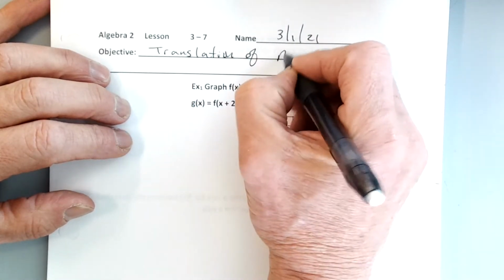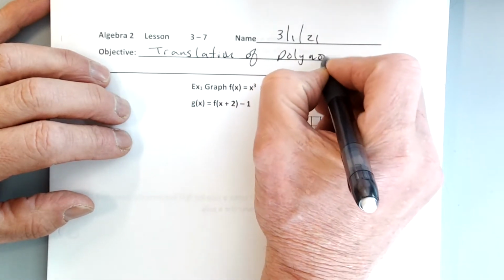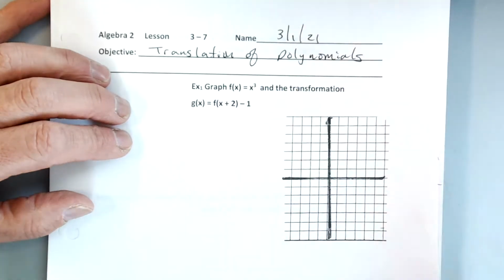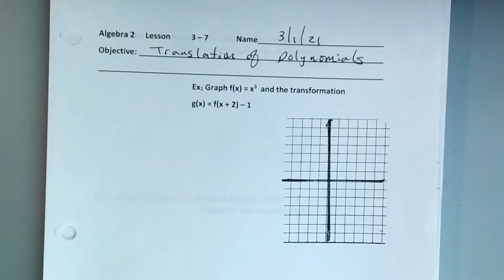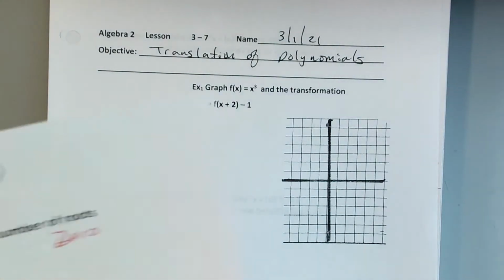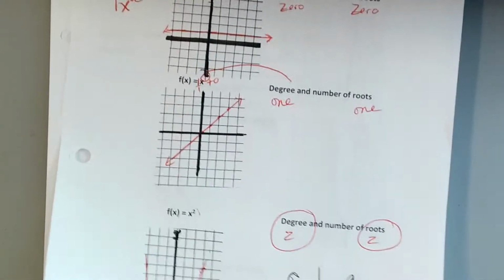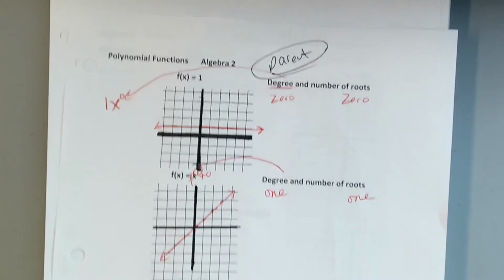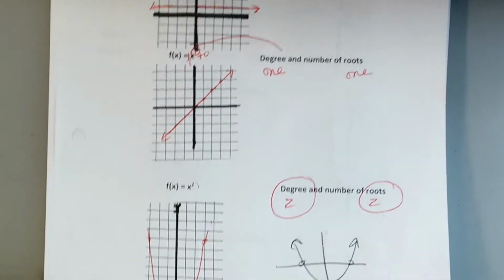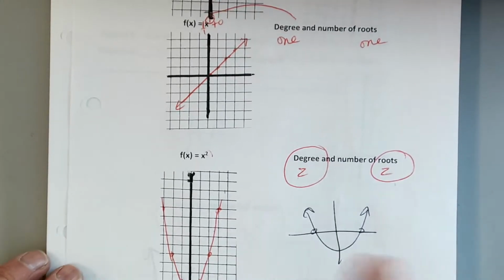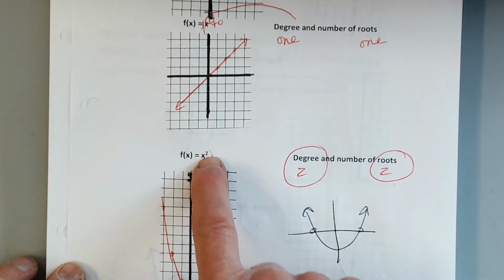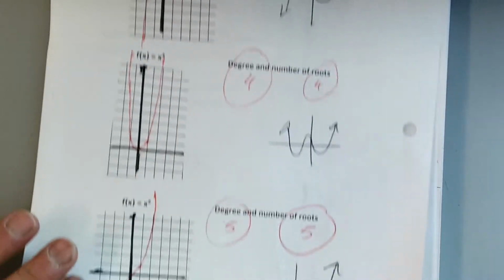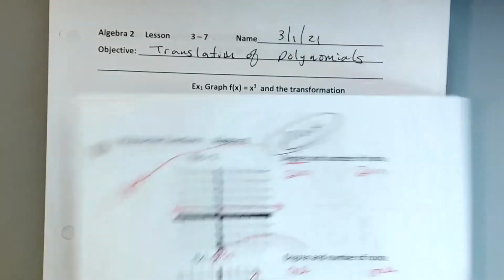So our objective today is going to be a translation of polynomials. Okay? All of these graphs that we just put, these are parent functions, are polynomials, because polynomials are just x with an exponent of a whole number. So all of these are polynomials, and we're just going to move these. That's all we're going to do, is take and move our parent function.